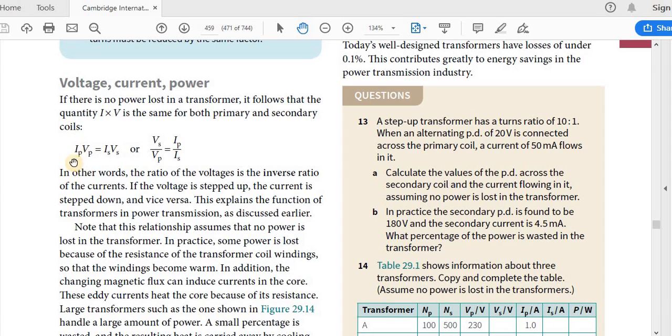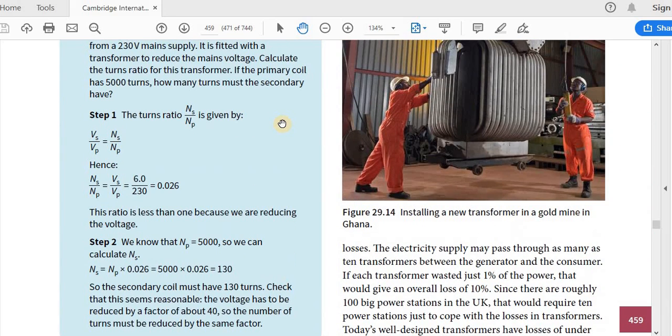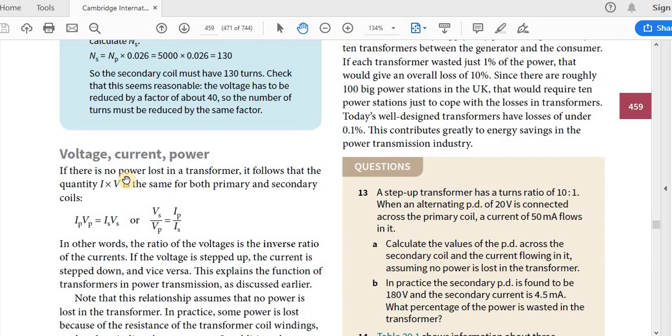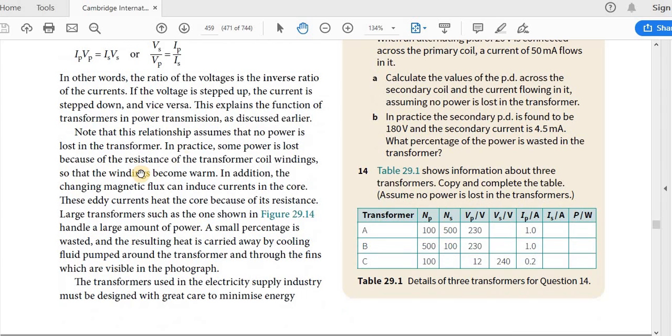The power in the primary coil, P equals VI, is equal to the power in the secondary coil. So P for primary, S for secondary, and if you rearrange it, you will get this. So you may have to find the number of turns or the voltage, and then you may also have to find the power. Always the power in the primary coil is equal to the power in the secondary coil. So if you know the power in one coil, it's equal to the power in the other coil, because we assume it is 100% efficient.